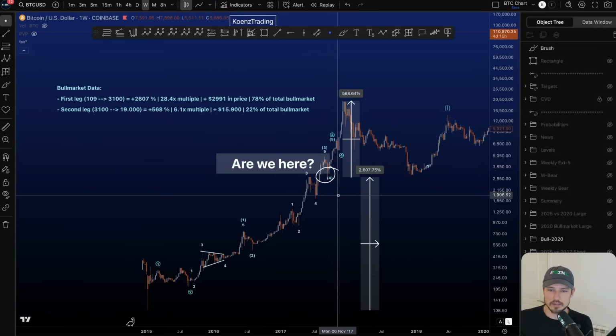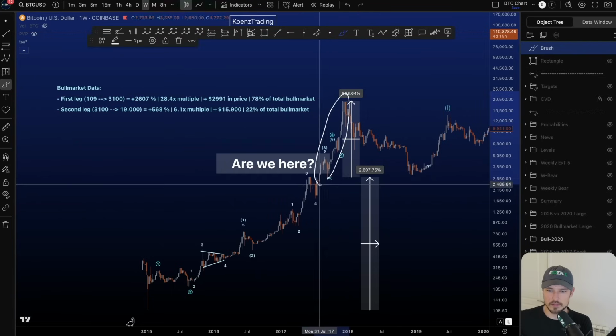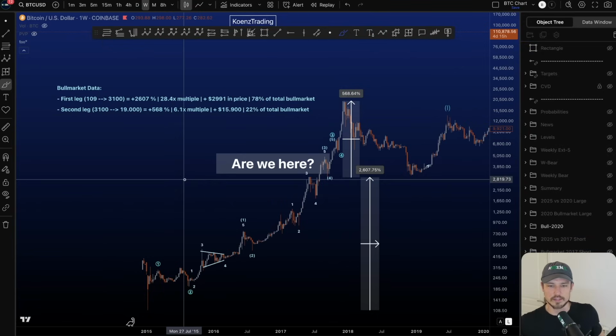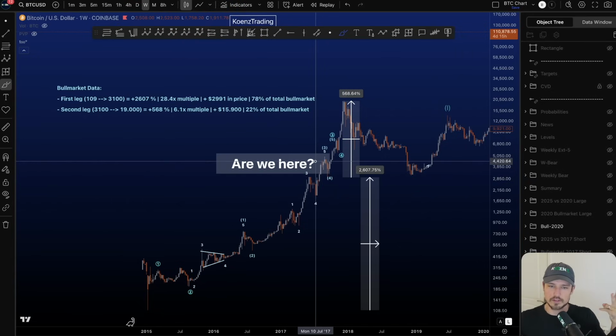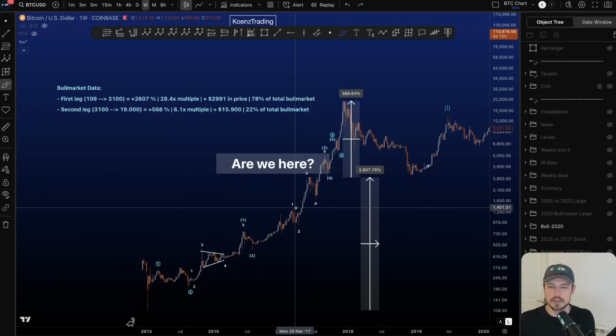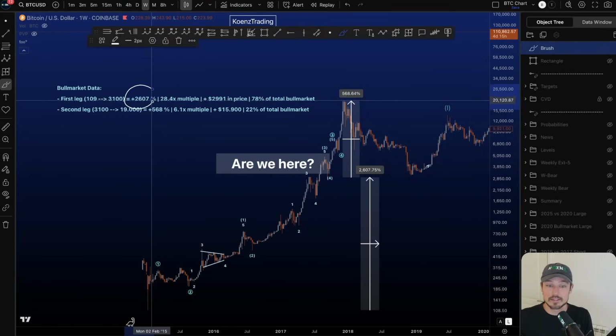The second leg, as I then call it, which is this move to the upside, was from 3,100 to 19K. Now what's interesting is that the price difference is larger. So the first structure here is from $100 to 3,100, and people may be thinking maybe the media is not picking it up yet, because you're only talking about a few thousand. The nominal increase is quite small, even though the percentage increase is of course absolutely insane.